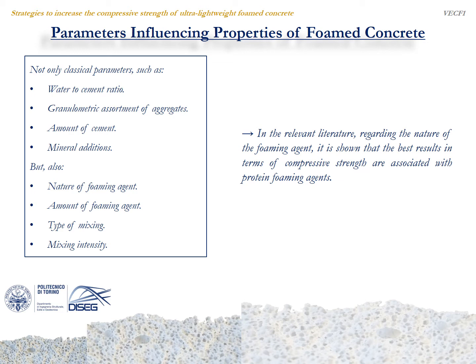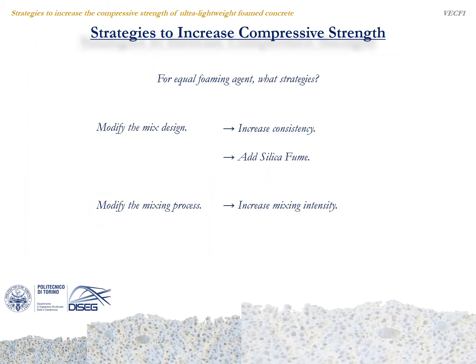In the relevant literature regarding the nature of the foaming agent, it is shown that the best results in terms of compressive strength are associated with the use of a protein rather than synthetic foaming agents. Therefore, the easiest way to produce a foamed concrete characterized by greater strength is to use protein foaming agent. However, with the same foaming agent, what strategy can be used to improve the compressive strength? There are two different types of strategies: modify the mix design, modify the mixing process.